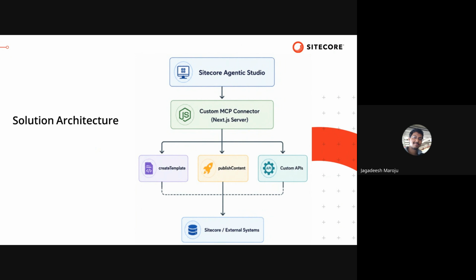The tool then communicates with the Sitecore authoring API. The create template tool that I created actually communicates with the Sitecore authoring API to create the template. The similar architecture can be used to expose tools for any of your custom capabilities, not out of the box, but any of your custom capability. So this is the solution architecture.